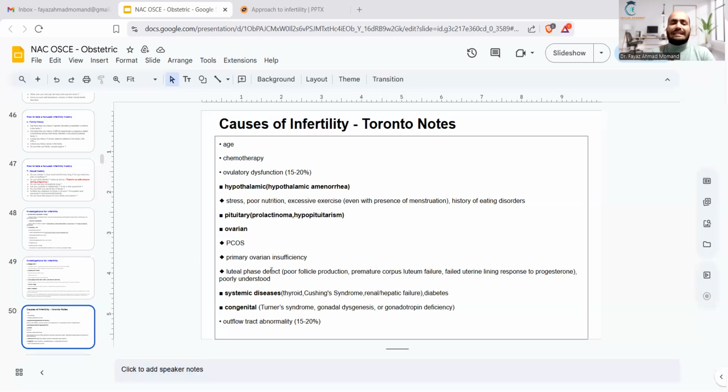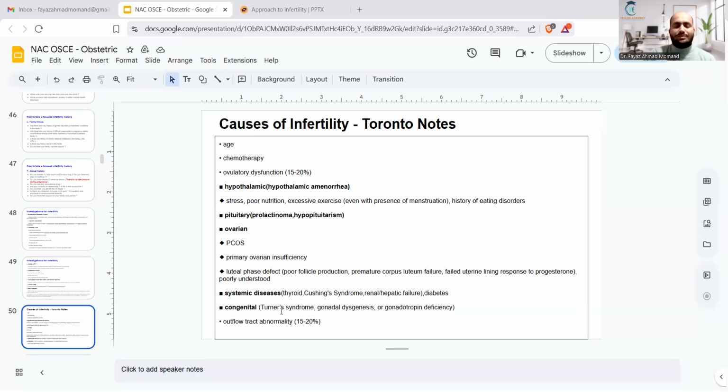We also can get infertility with some systemic diseases like Turner's, thyroid disorders, Cushing syndrome, renal failure, liver failure, diabetes, etc. Congenital conditions such as Turner's syndrome, gonadal dysgenesis, or gonadotropin deficiencies. These are some of the congenital issues that can cause infertility.